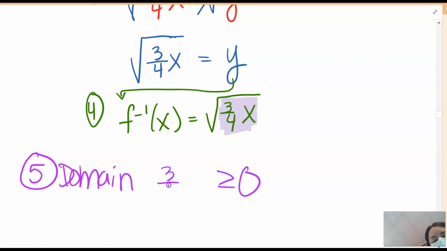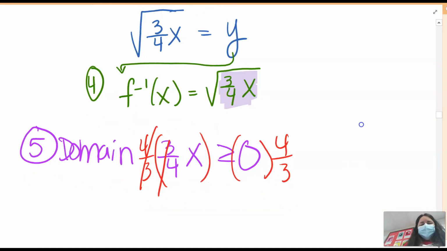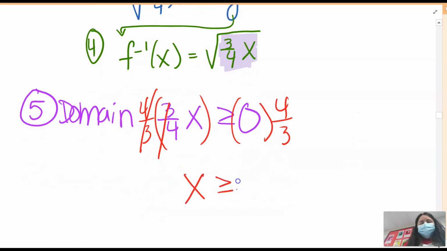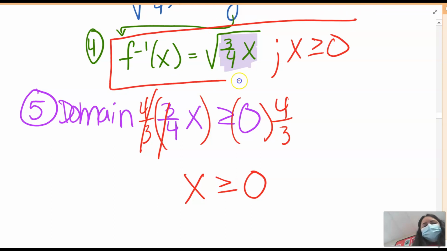So 3/4 x. And then you need to solve for x. That's a 3/4. So how do I get rid of a fraction? Multiply by what? The reciprocal. So 4/3 times 4/3. The fractions cancel. And we're left with x greater than or equal to what? 0. 0 times anything is still 0. So this is going to be x greater than or equal to 0 for my restricted domain. And that's the final answer.